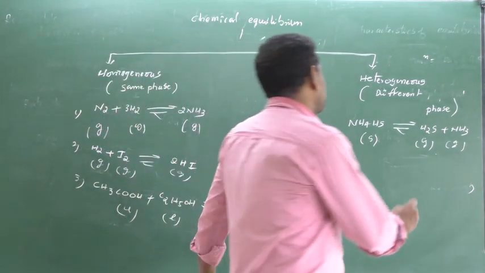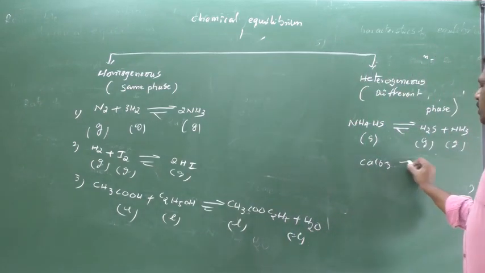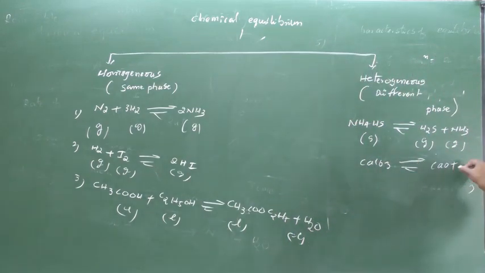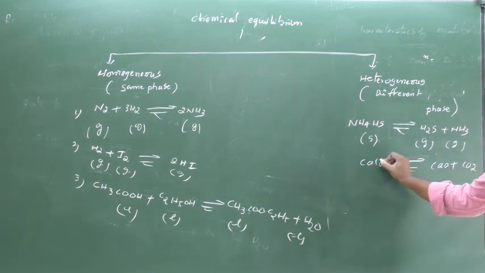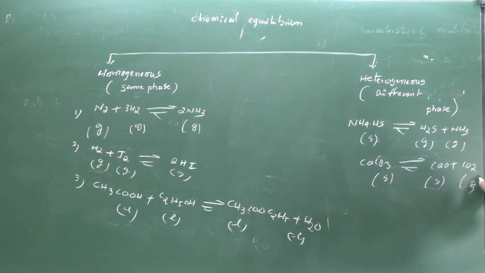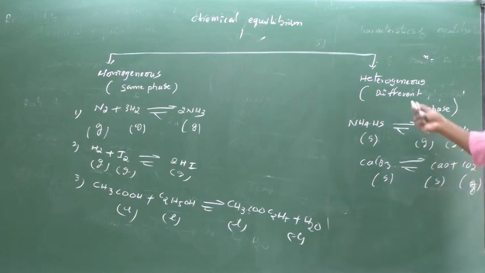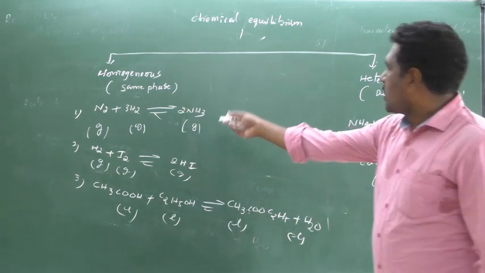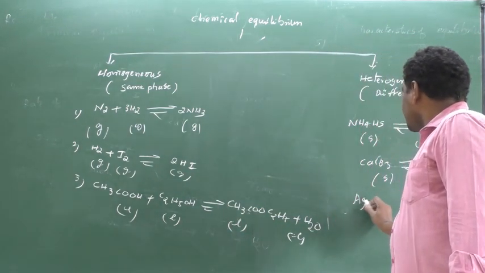I will give an example for this. CaCO3 gives rise to CaO plus CO2. CaCO3 is solid, CaO is also solid, and CO2 is a gas. So reactants and products are in different physical states or different phases. Therefore, it is also an example for heterogeneous chemical equilibrium. So these are examples for heterogeneous.